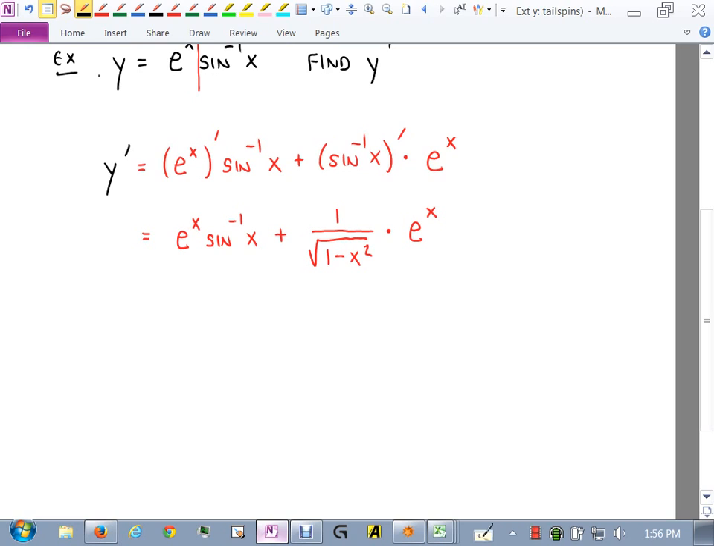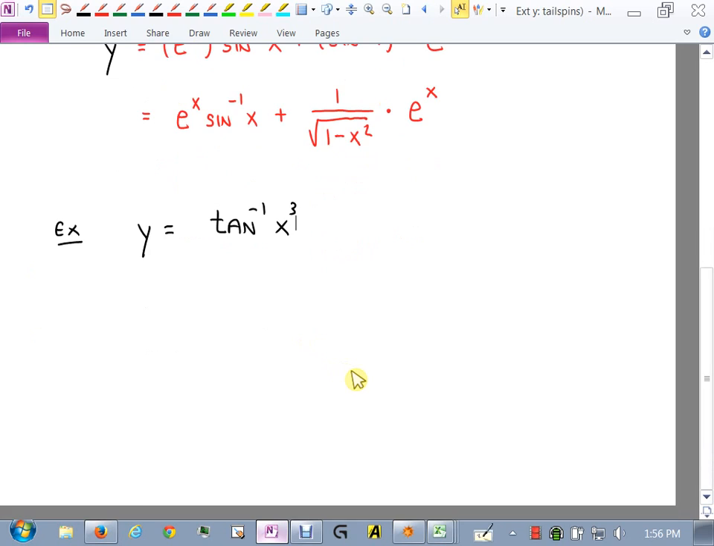All right, how about another one? How about if y is equal to arctangent of x cubed? What's y prime?